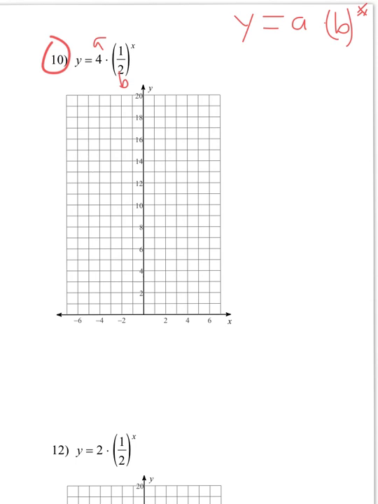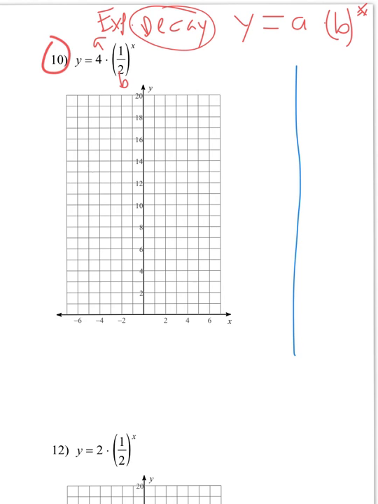Now notice I said if b was less than 1, or a fraction between 0 and 1, it's going to be decay. So this is going to be a decay example, exponential decay. So a is 4, but if we make a table and graph this, this is going to be going down right to left, because that's what decay means. If it's growth, it's going to be growing.